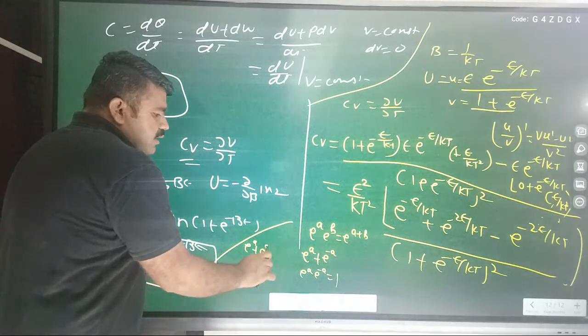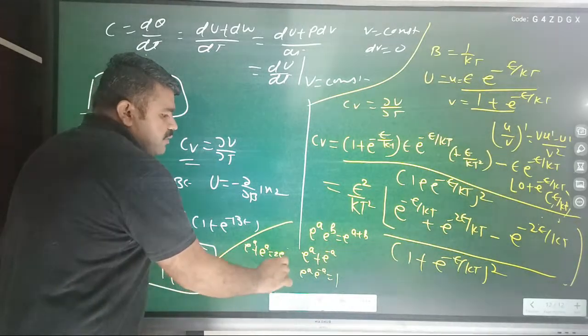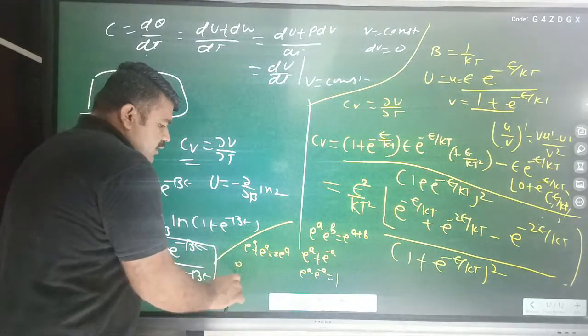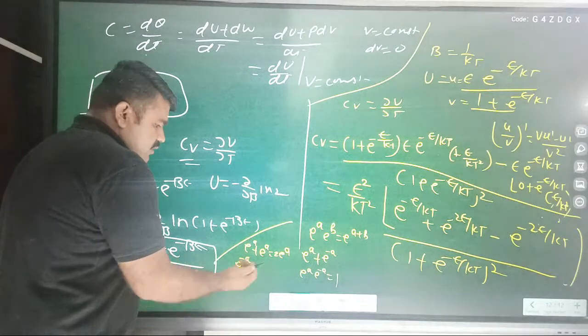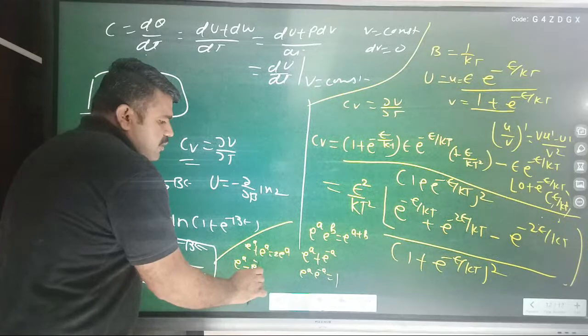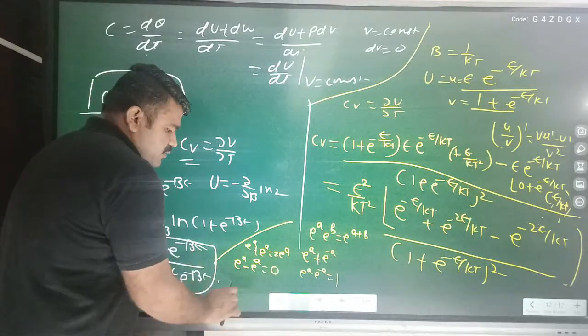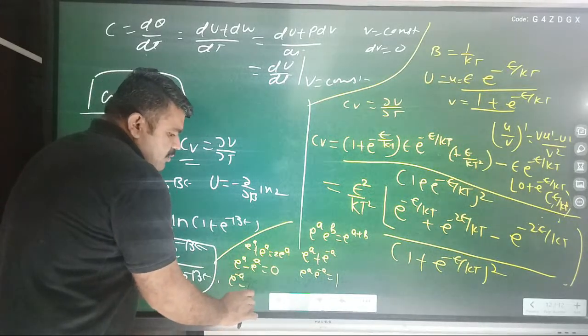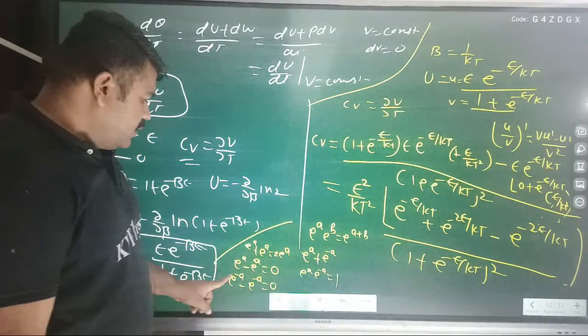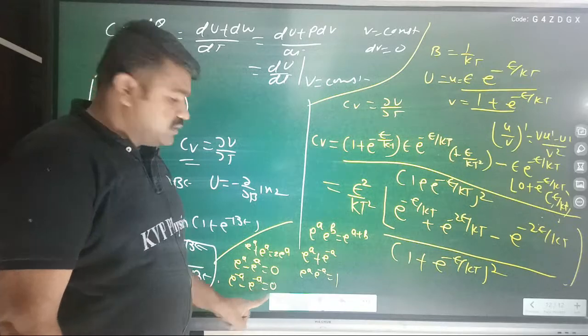But e to the power a plus e to the power a is equal to how much? 2 times e to the power a. Similarly, e to the power minus a or e to the power a minus e to the power plus a is equal to how much? 0. e to the power minus a minus e to the power minus a is equal to how much? 0. आ रहा है समझ में? e to the power minus a minus e to the power minus a is equal to 0.